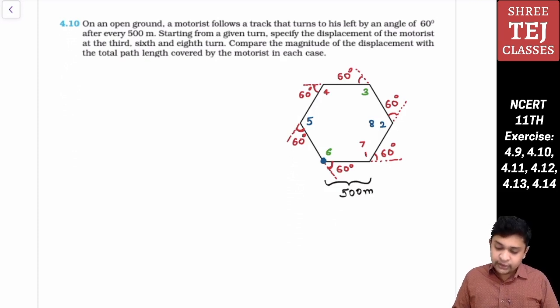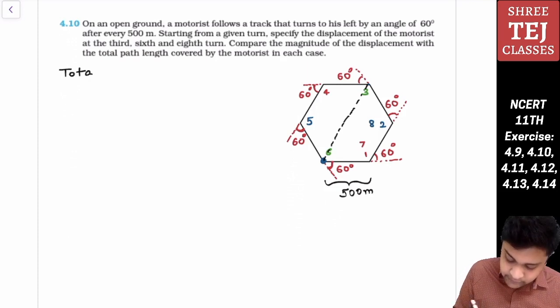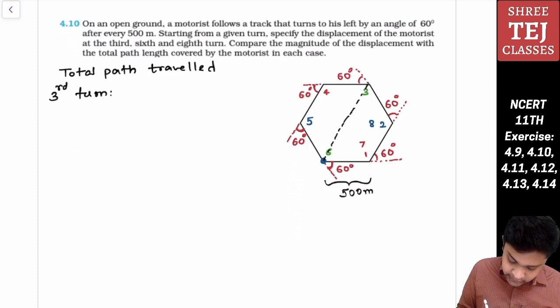Okay. So we have to compare magnitude of displacement with total path length. So total path length would be the distance traveled. So we have to compare distance and displacement. Therefore, at third turn, the line directly joining this would be the displacement. So what we will do is first we will write total path traveled for each of the turns: third turn, sixth turn and eighth.